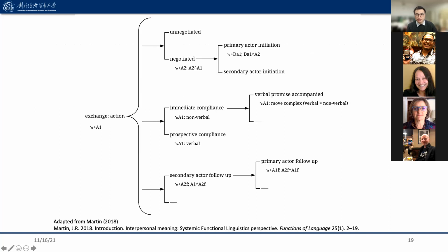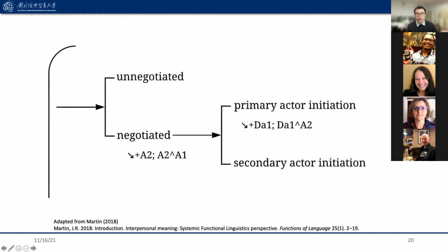And we can represent this in terms of system network. If we look closely at the first part, an action can either be unnegotiated, which means you directly perform the action, or you need to have some sort of negotiation. When there's a negotiation, then A2 is obligatory. So we have to have an A2. But the A2 might be preceded by a DA1 if the exchange is initiated by the primary actor. So we've got DA1 positioned before A2. Or if it is only a secondary actor initiated exchange, then A2, A1 would be enough.